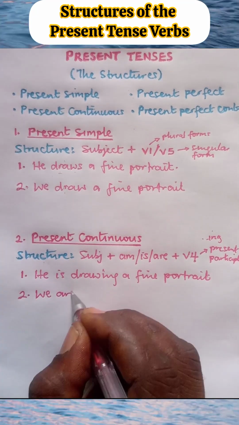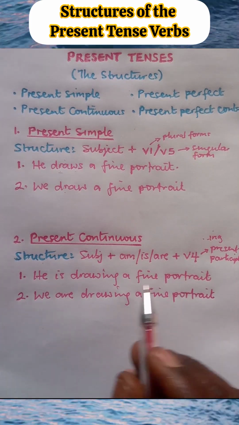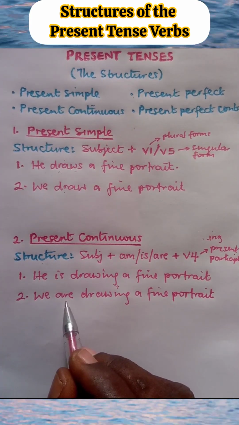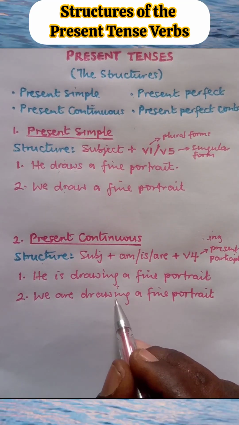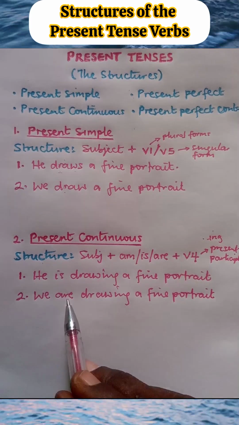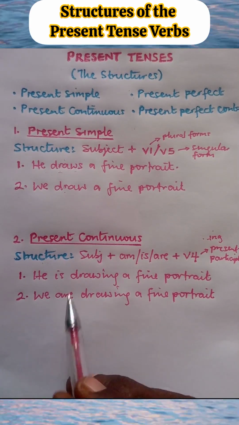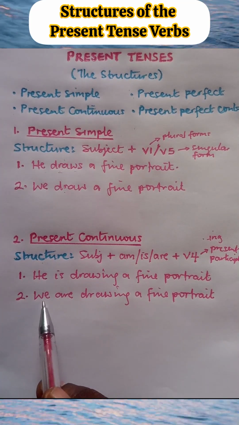Example 2, we have, we are drawing a fine portrait. Here we have are, a present tense auxiliary to represent present, and of course drawing to represent the progressiveness or continuous. So, are and drawing combined represent the present continuous. We use are because the subject is plural.